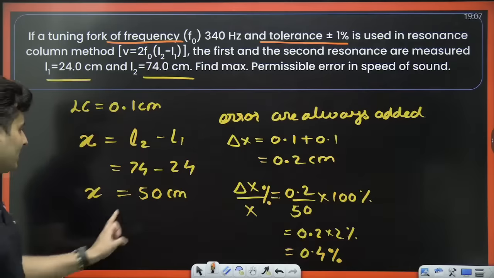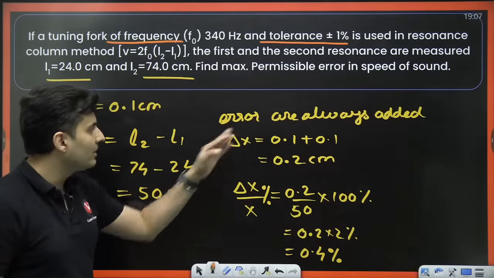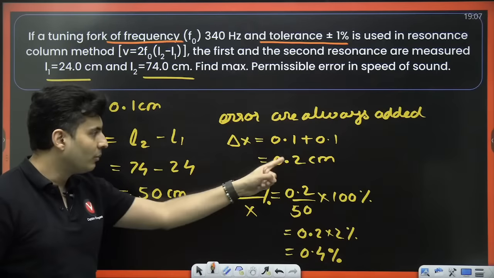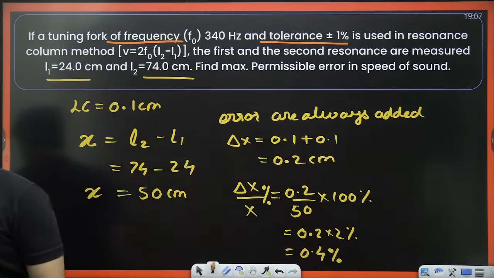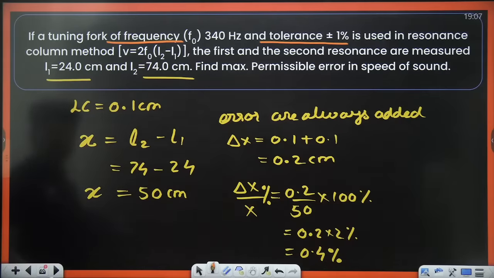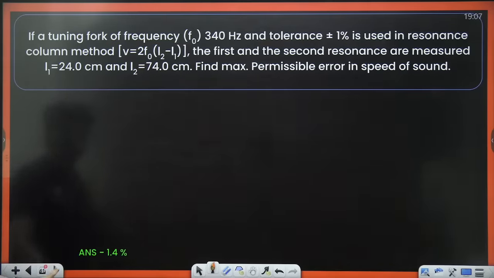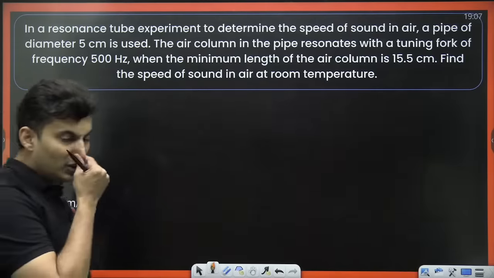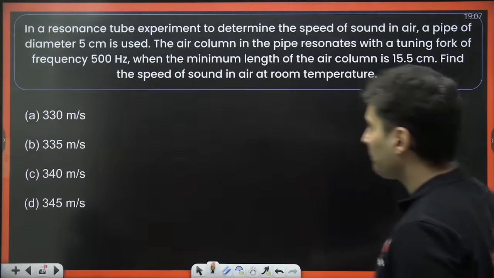Many students make a mistake here. They think that the error will still remain 0.1. That is the most common mistake, and you will get a completely wrong answer. Understood? Clear? So hence the answer for this is 1.4%. Moving on to the next question coming up on your screen.